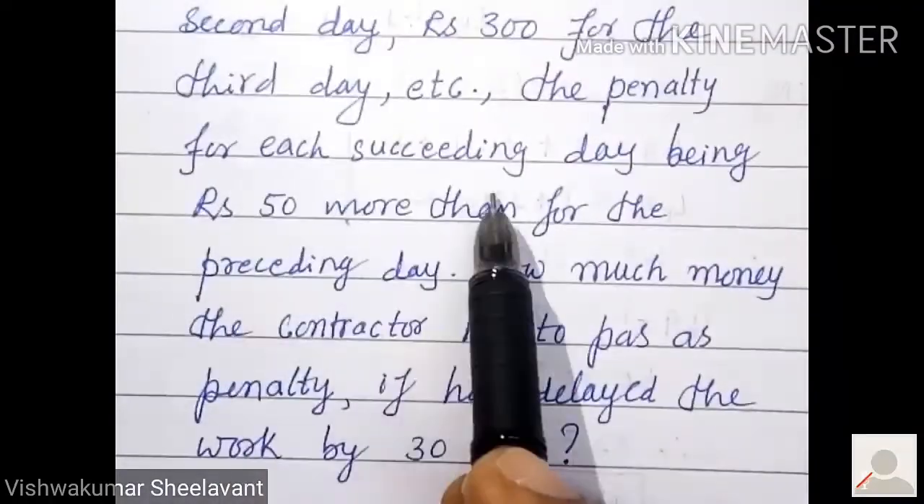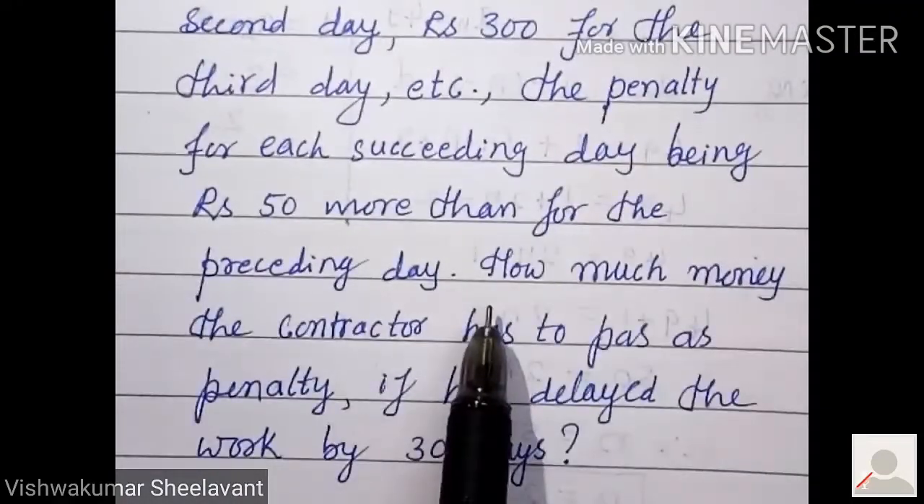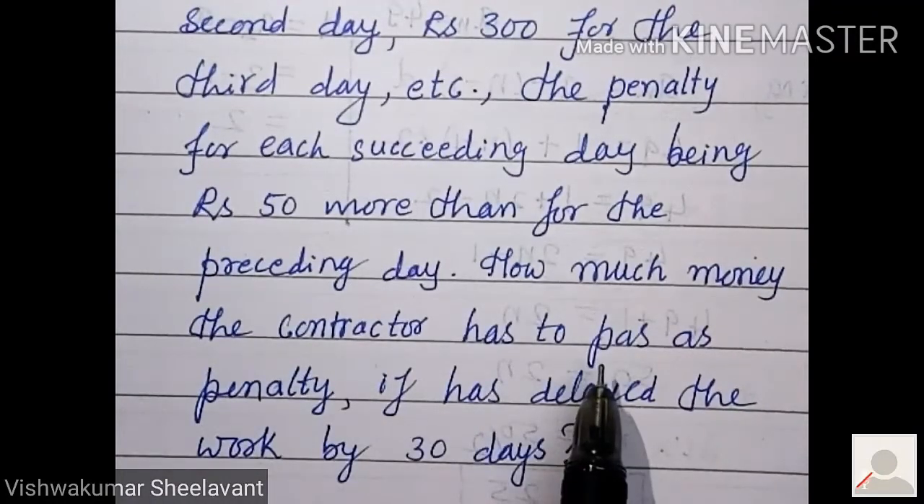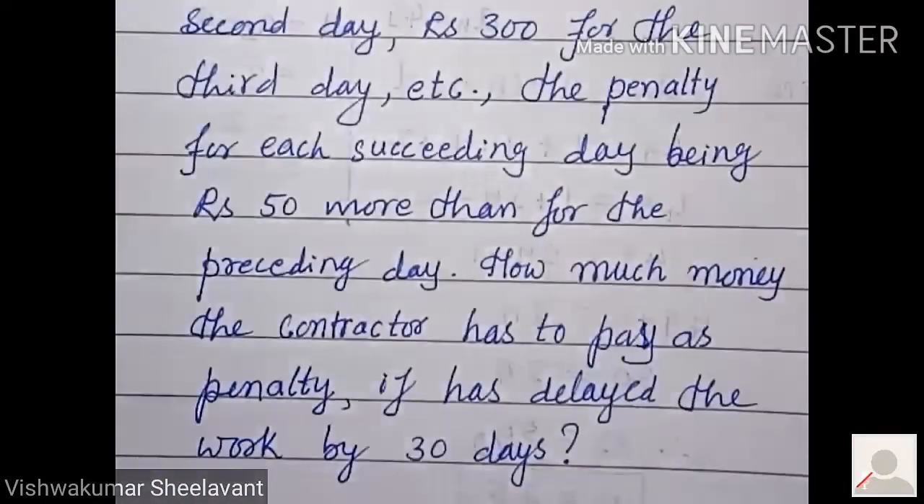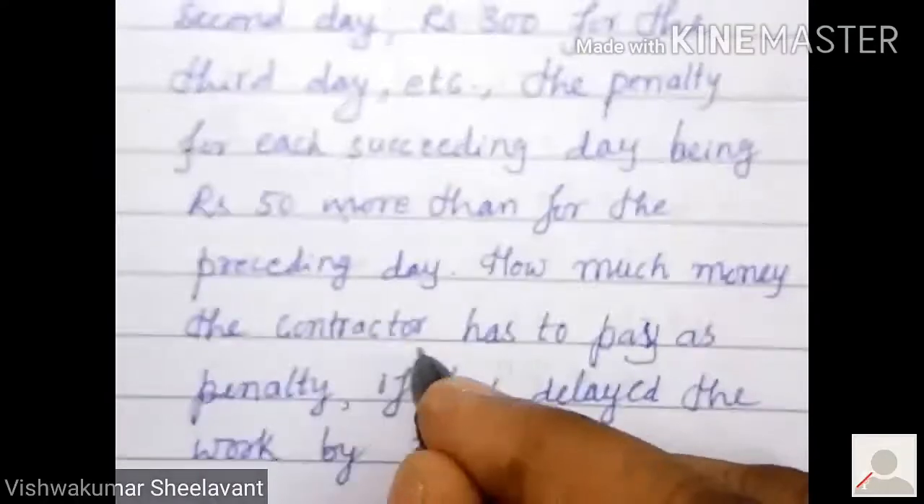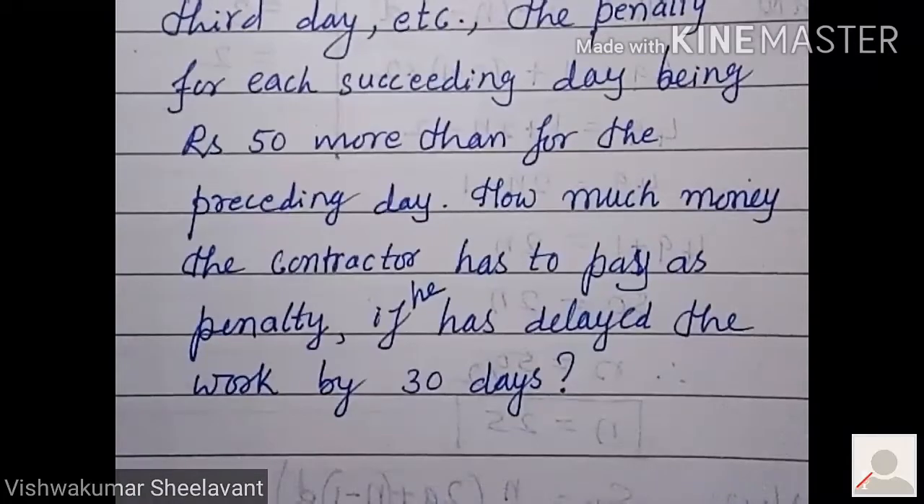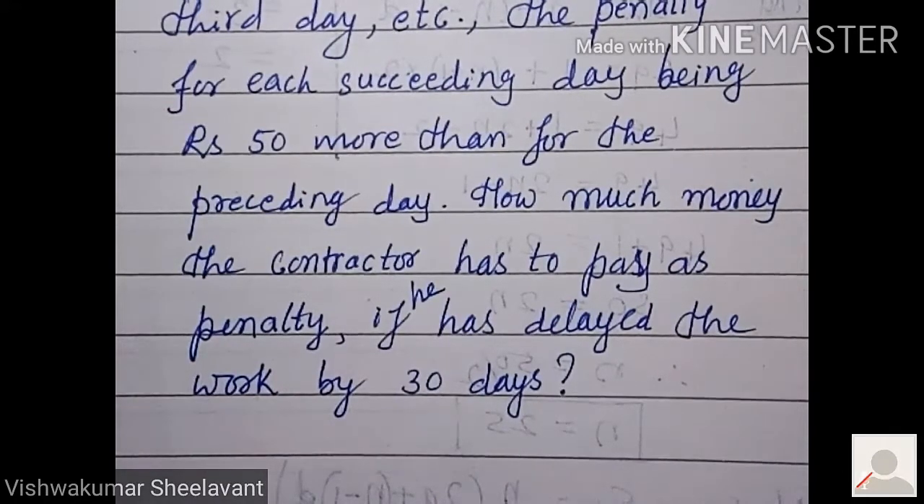The penalty for each succeeding day being rupees 50 more than for the preceding day, how much money the contractor has to pay as penalty, if he has delayed the work by 30 days. Understood?